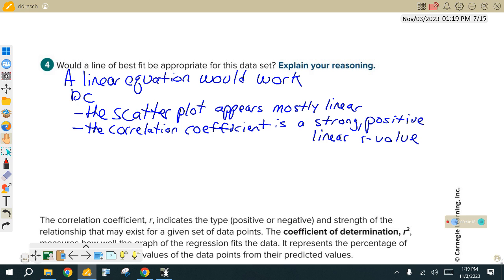Unfortunately, reached a part of the notes here where we got a little bit more talk to do with the correlation coefficient there. Those two things have to work together.